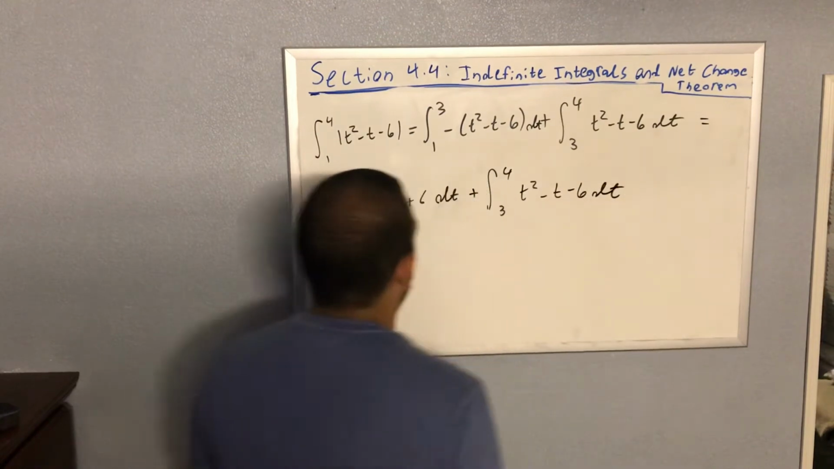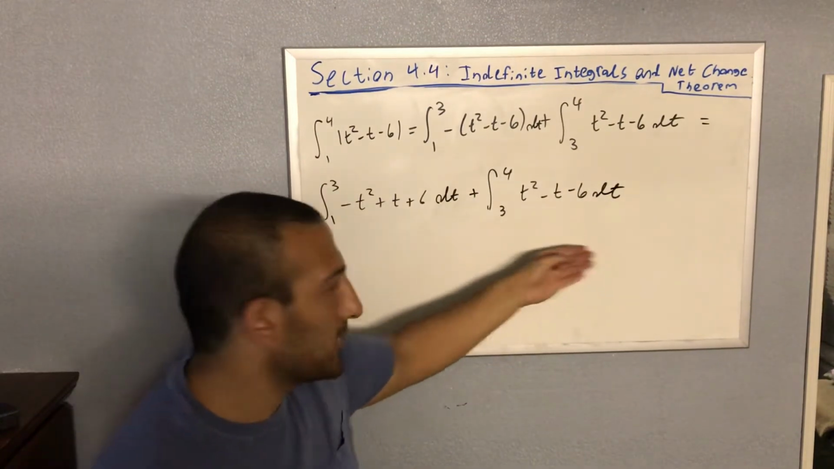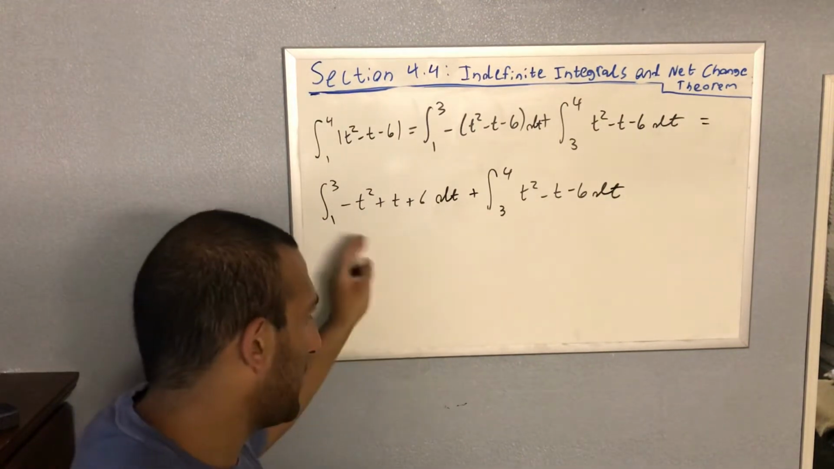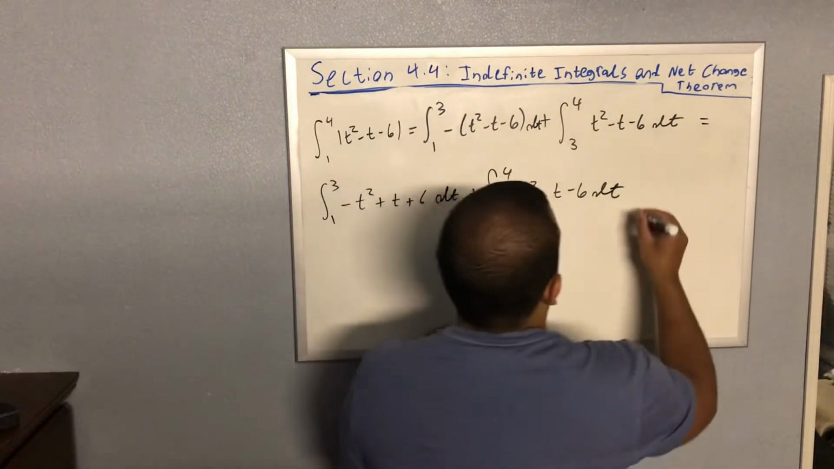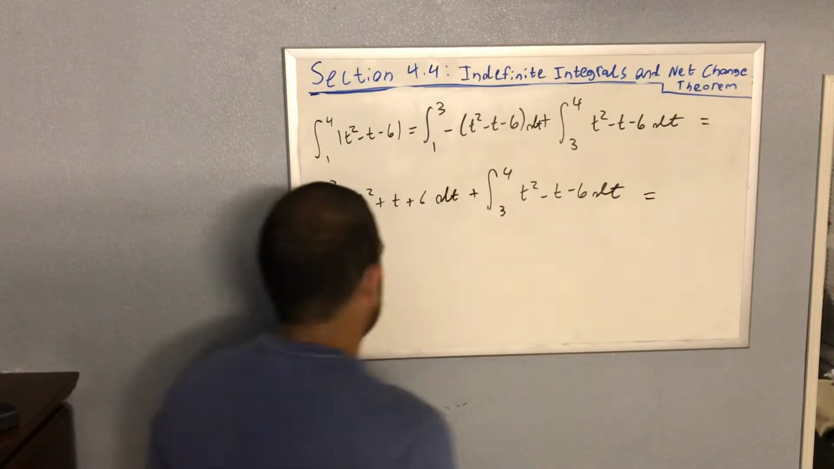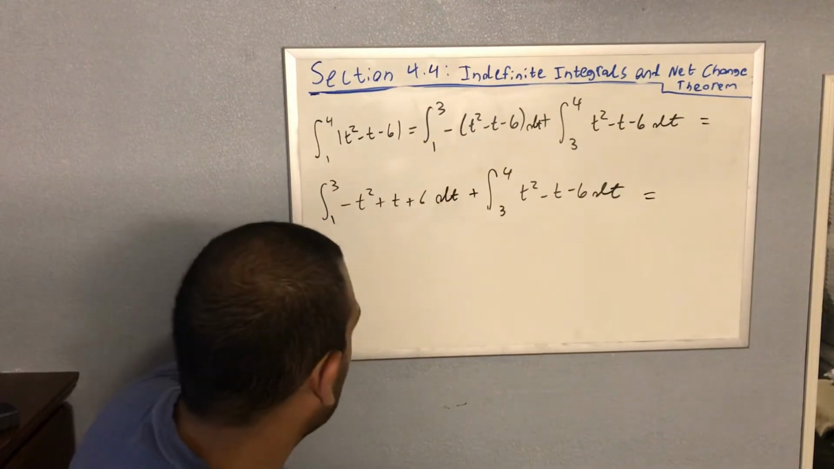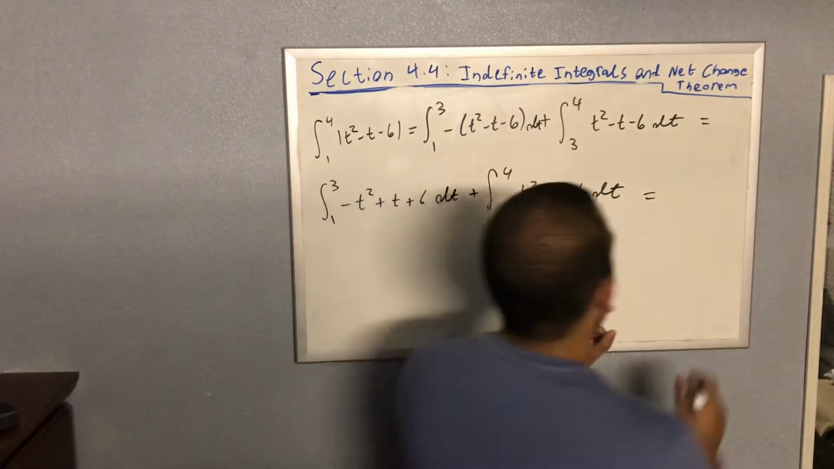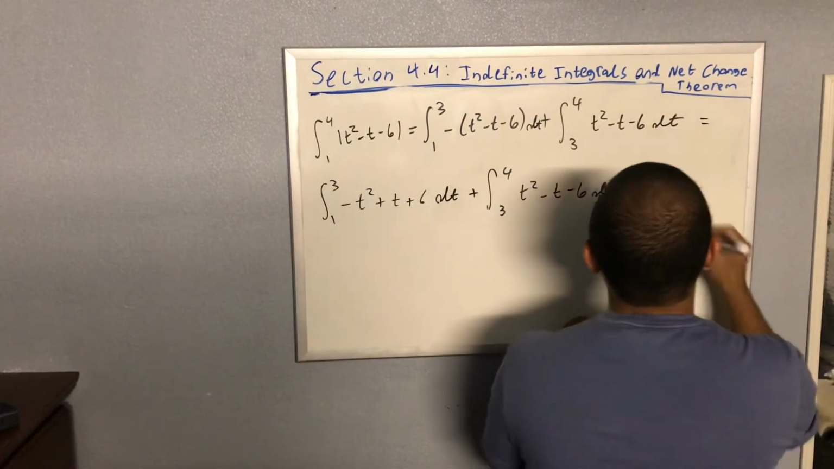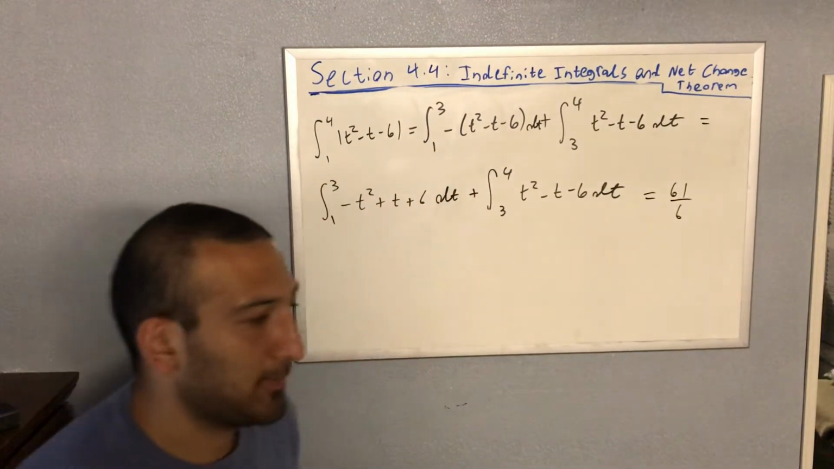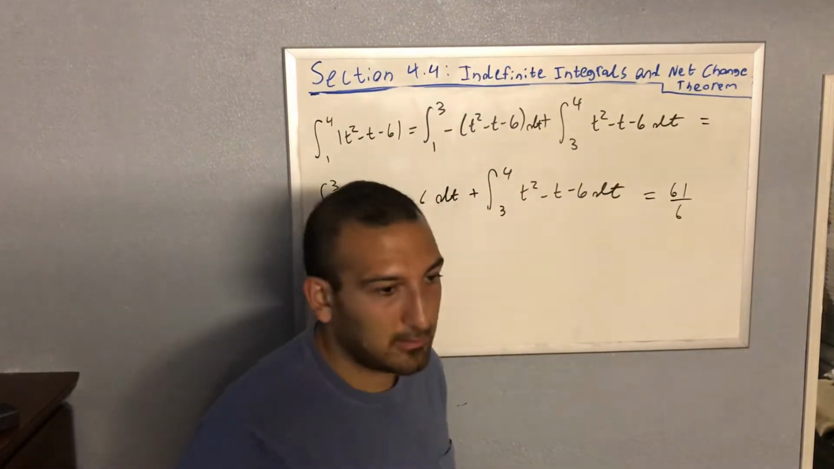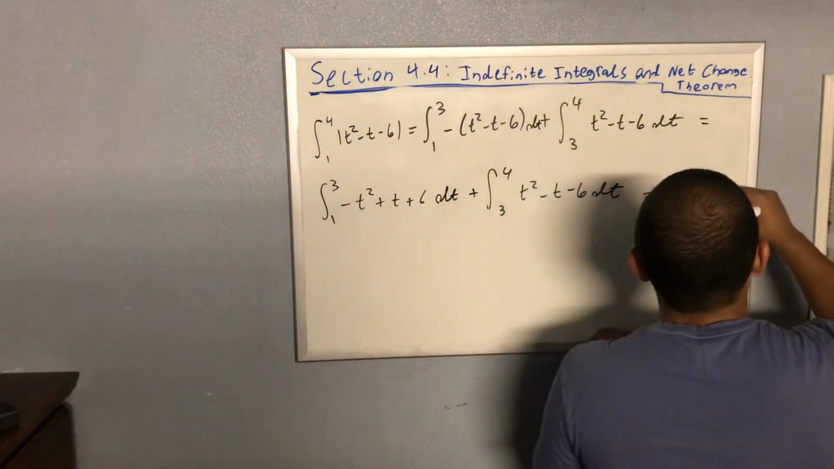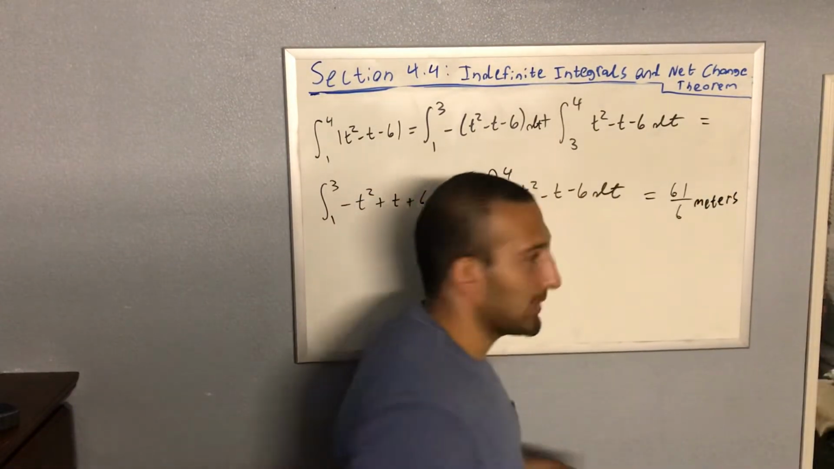Okay, and now we know how to do each of these. Again, we discussed how to do this essentially in the previous example, so I won't redo the arithmetic. But as you can see, when the dust clears, you get 61 over 6. So that's the distance traveled, as opposed to how much it's been displaced. And this would be meters.